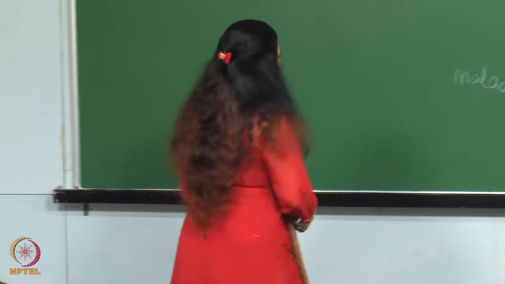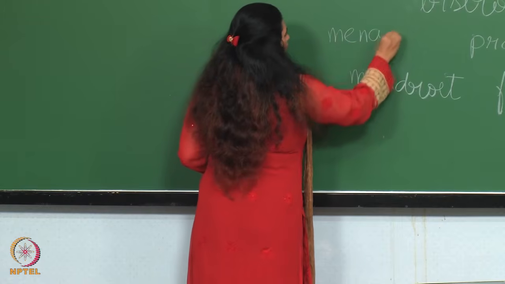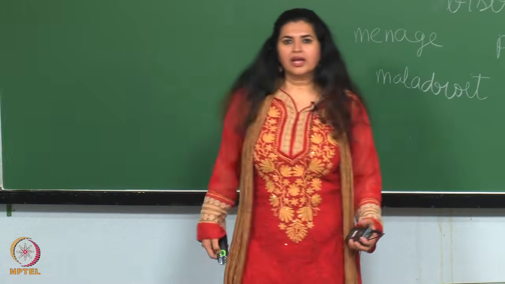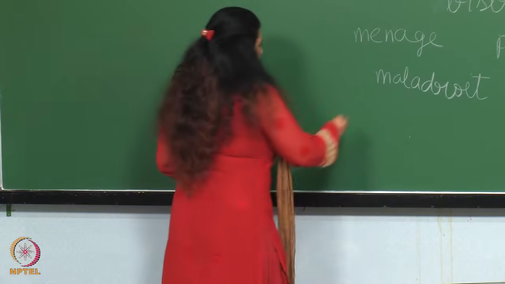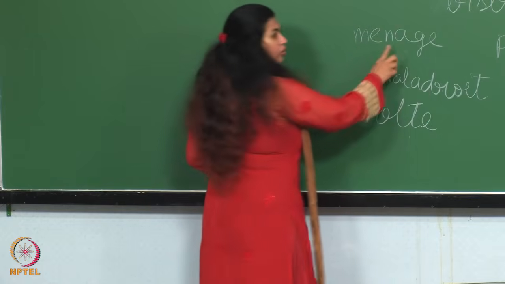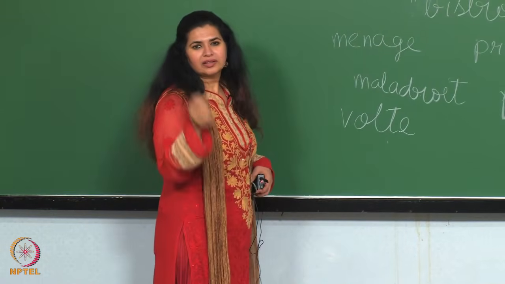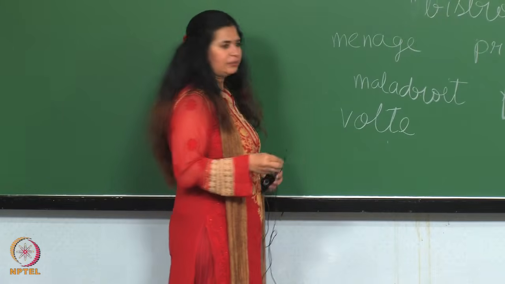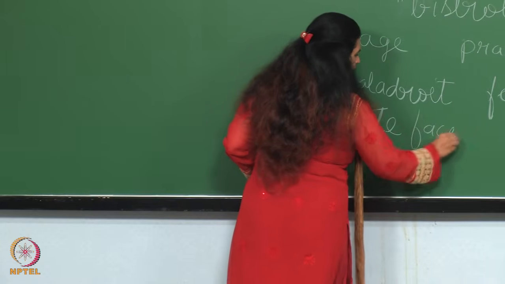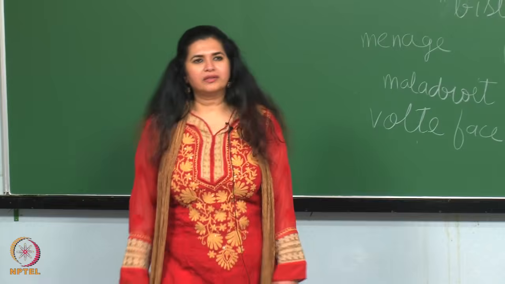Next word is menage. Menage is household. There is a term called menagerie. It's a collection of small animals. And then you have volte-face. It's an about turn, an about face.